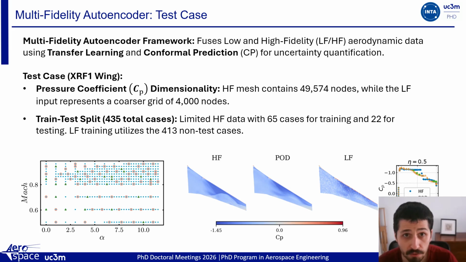Finally, to mimic industrial scarcity, we used a strict train-test split. Out of the 435 total cases available, we select only 65 cases for high fidelity training and 22 cases for testing. For the low fidelity data, we keep all cases available except the test set to prevent any data leakage.